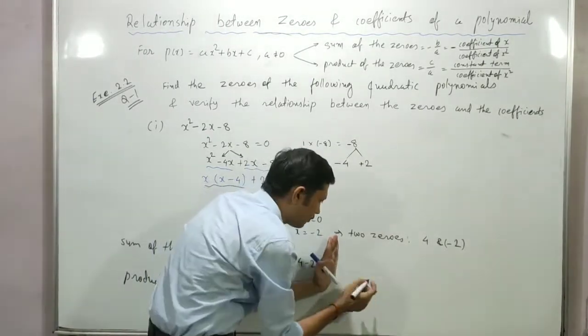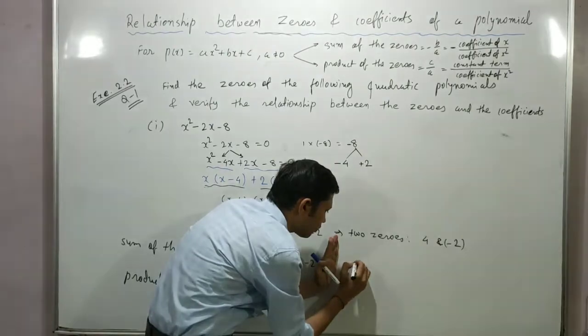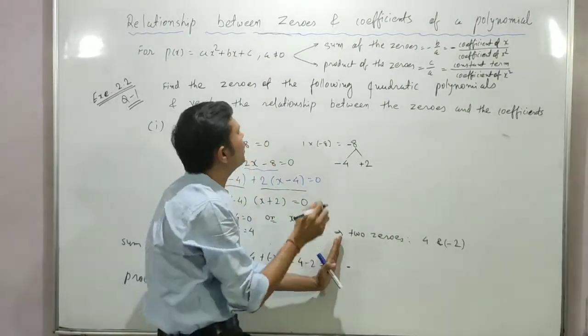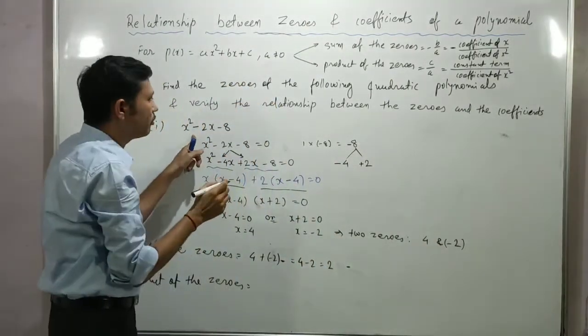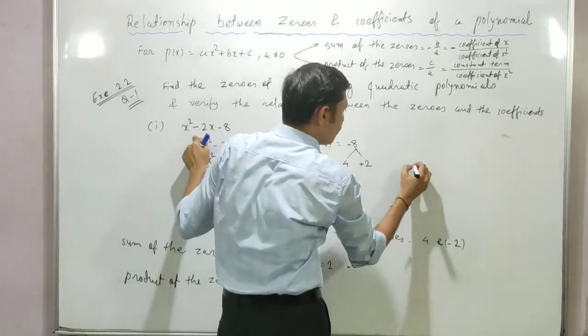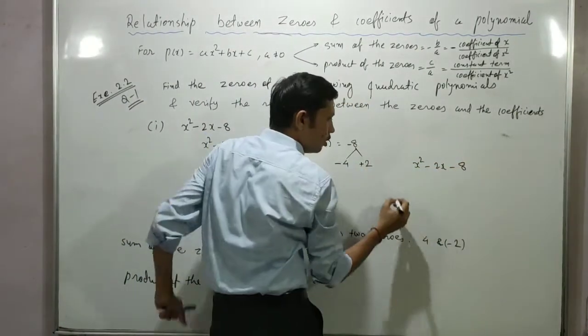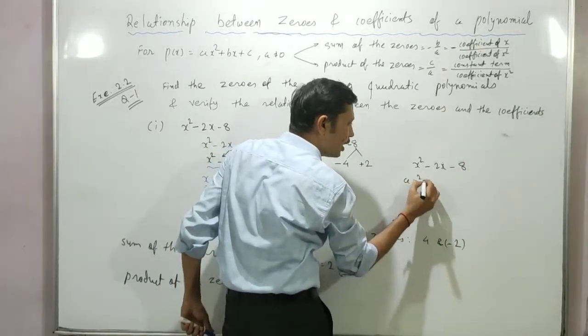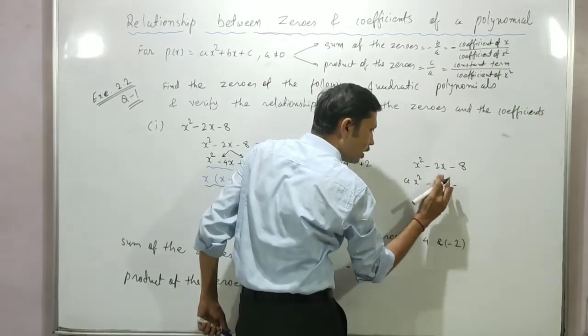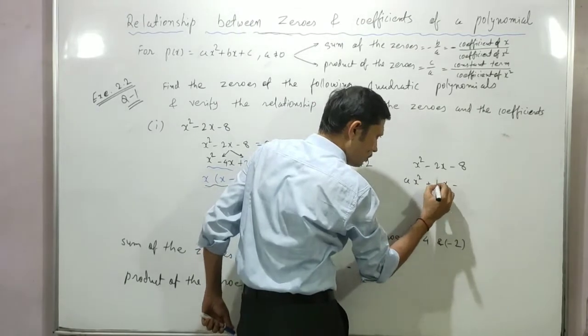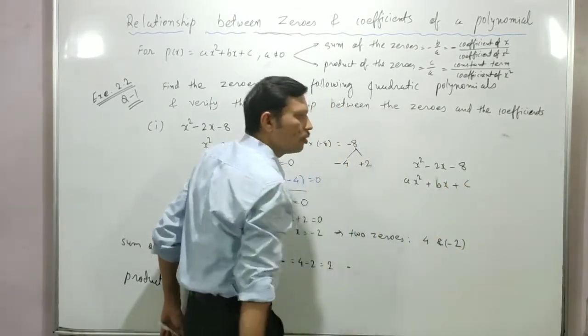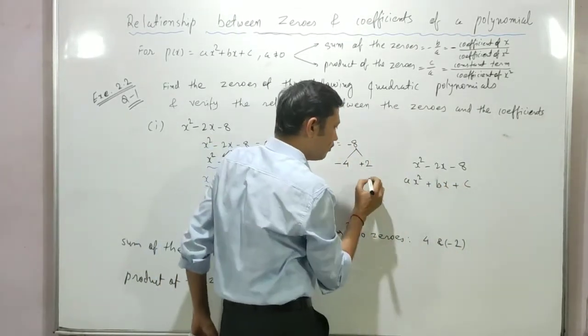Okay. Now the second part, minus b by a. What is the value of b? So look at our polynomial. Here my polynomial is x square minus 2x minus 8. When I compare it with the general form, ax square plus bx plus c, we will compare.